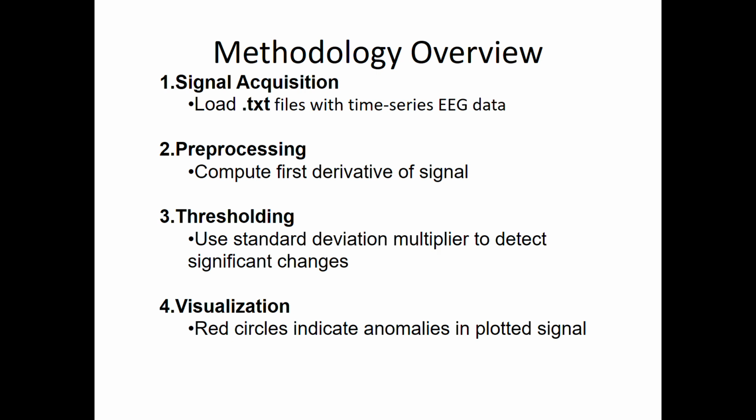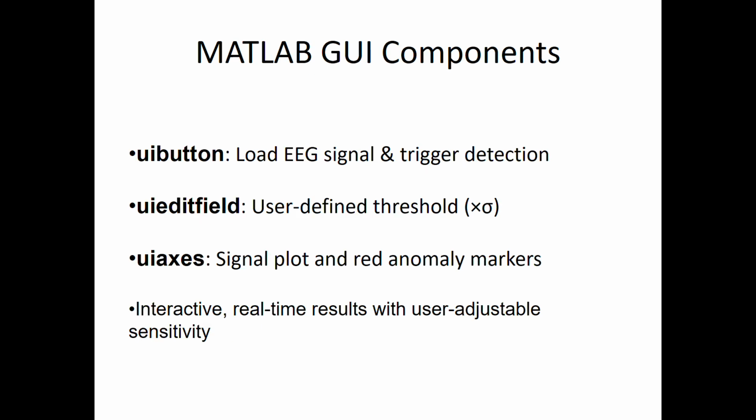The user enters a threshold multiplier, say 3 here, which is used to create a dynamic threshold. Any point where the derivative exceeds this threshold is marked as an anomaly. And the red circles indicate that.